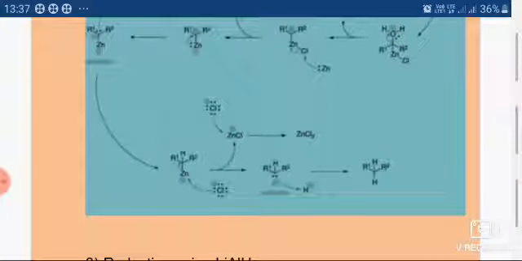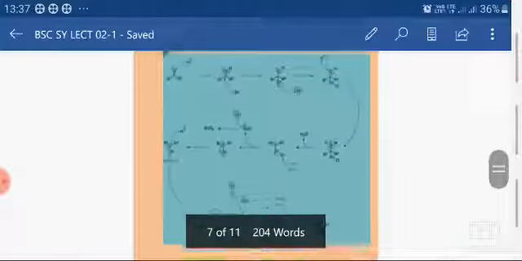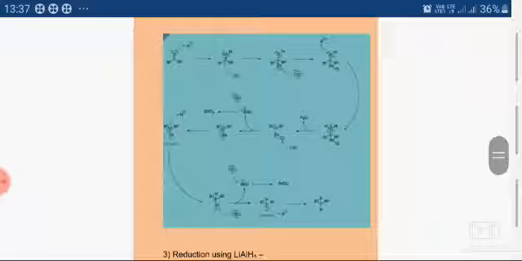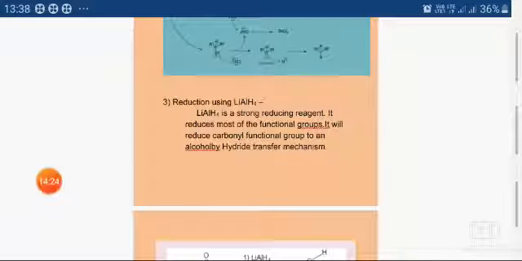Now, this Clemmensen reaction has two mechanisms: one is the carbanion mechanism and the other is the carbene mechanism. For our syllabus I have taken the carbanion mechanism because it is simple and lucid. The carbene mechanism is hard, so for your convenience I have chosen to teach you by the carbanion mechanism. Now the next is reduction using lithium aluminum hydride.